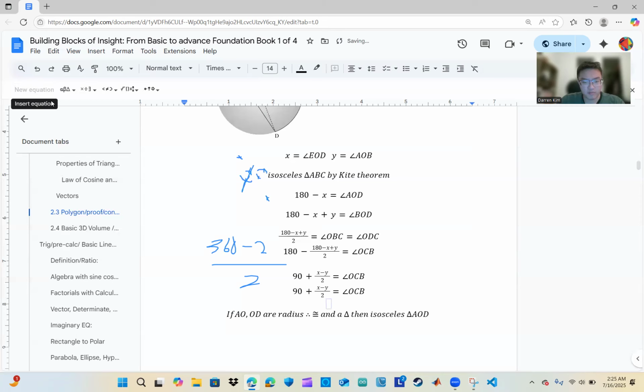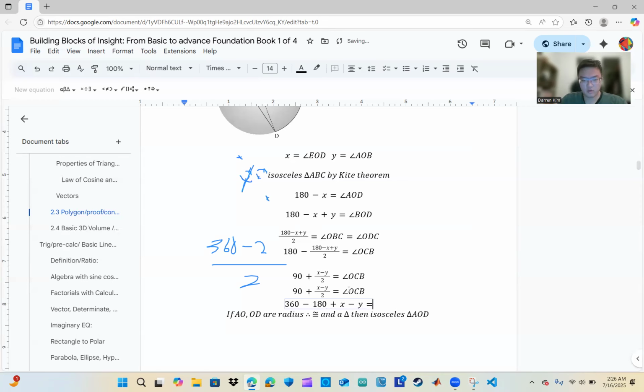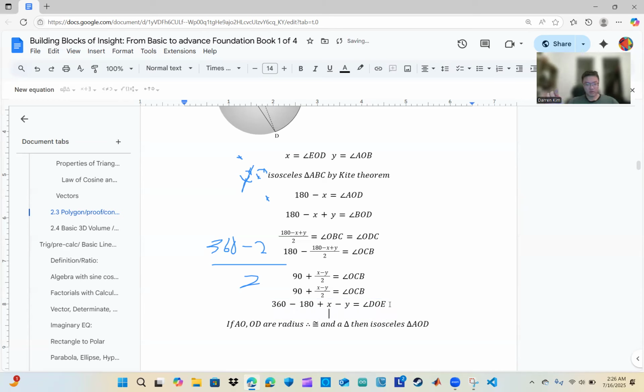So we have 360 over here minus 90, 180, and then this is equal to angle DOE. Angle DOE. That should give me everything. Now, that does not look correct.